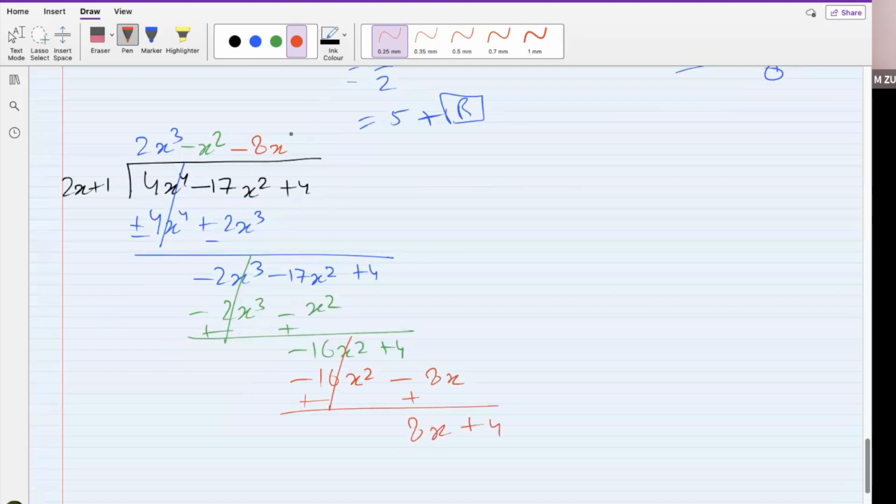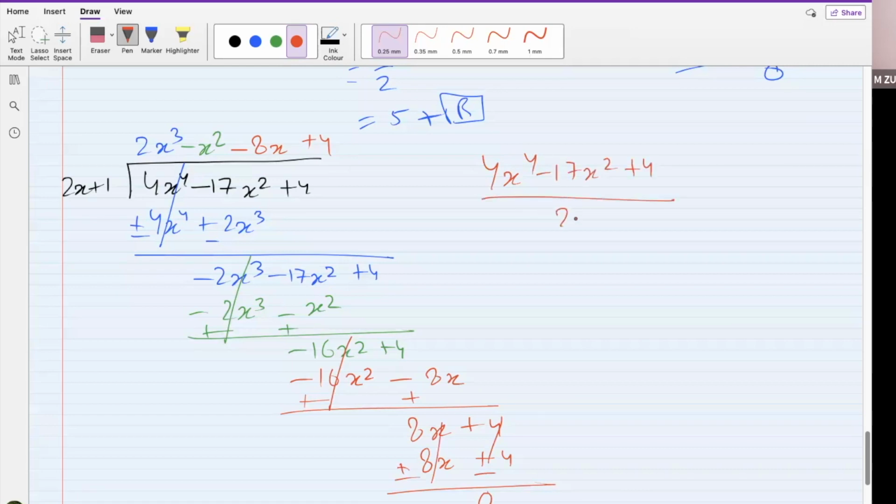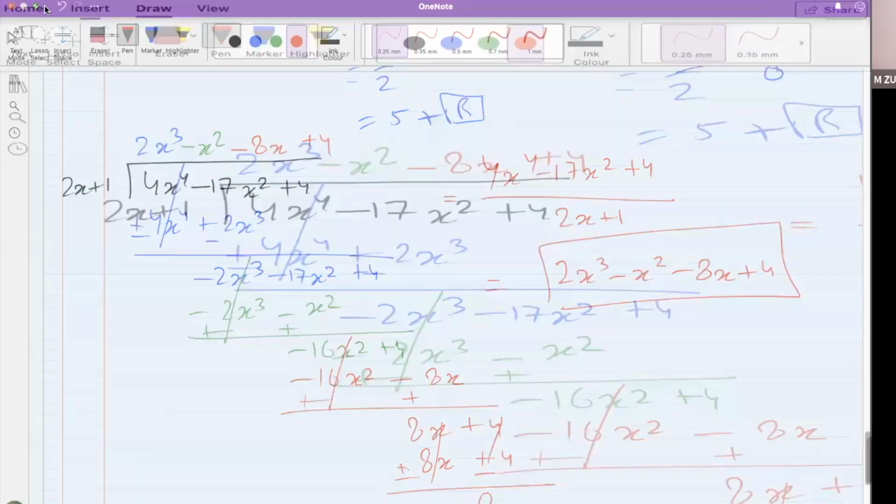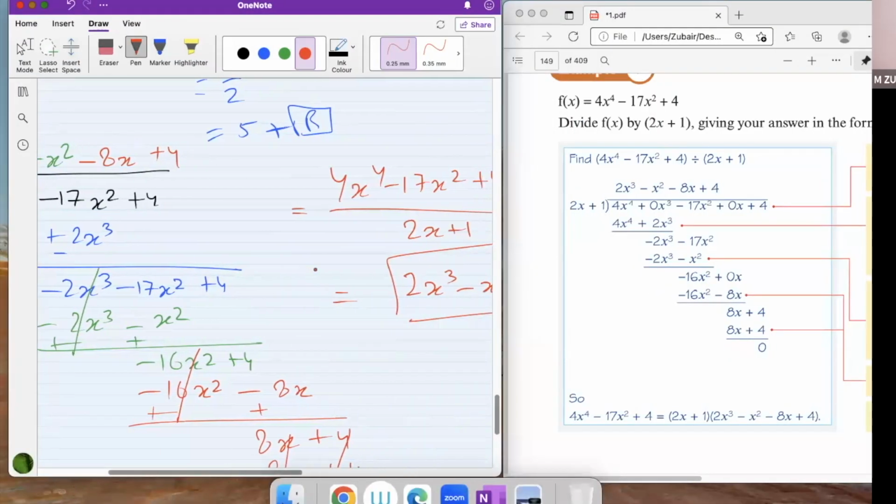So 8x is 2, 4 times 8 plus 4. This is 8x. 1 into 4 is 4, minus, cancels out. The remainder is 0. So 4x4 minus 17x square plus 4, when divided with 2x plus 1, the answer is 2x cube minus x square minus 8x plus 4. So when we don't make a mistake, we actually solve the question quickly.